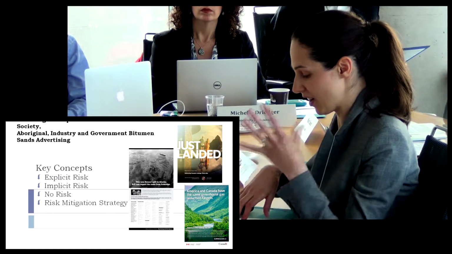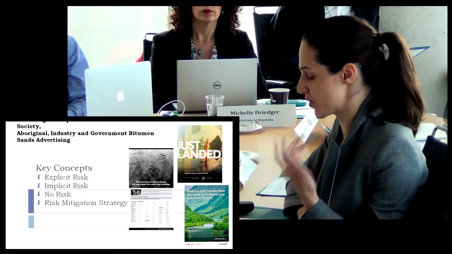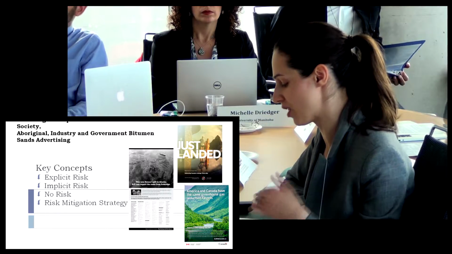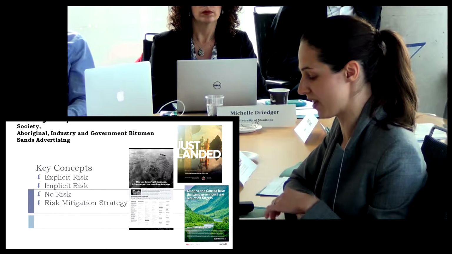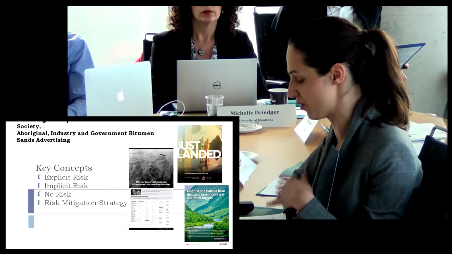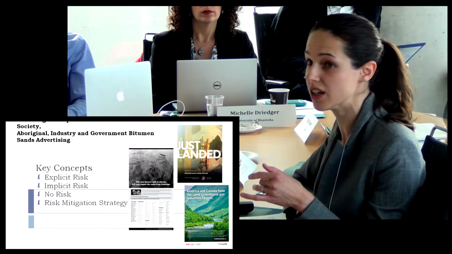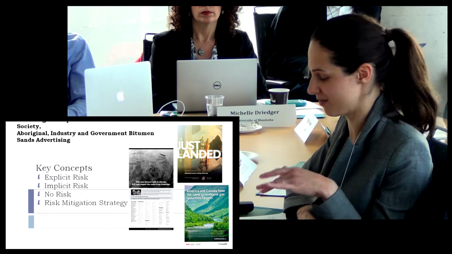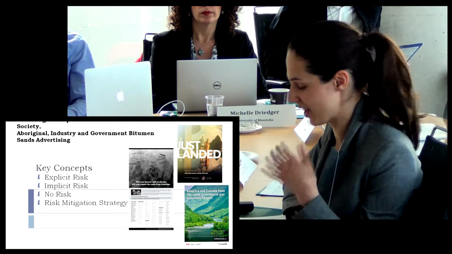And then finally, I also coded for risk mitigation strategies, which were defined as a strategy, policy, or action to address, limit, or remove a threat that can impact your life, society, culture, or environment, and again, explicitly or implicitly represented through visuals, text, or a combination. So I'm going to jump down to the key results, and I can answer any questions on methodology or theory later.